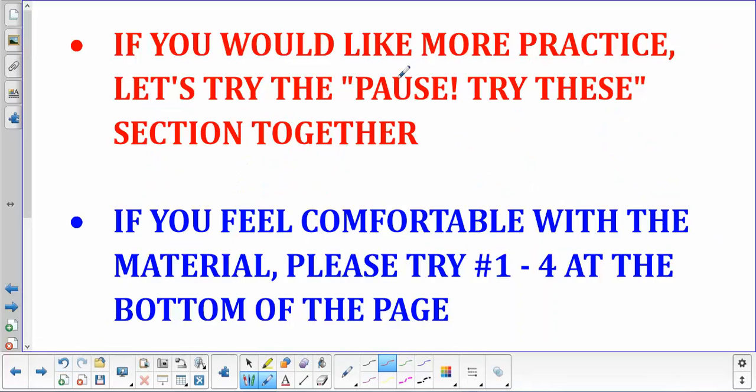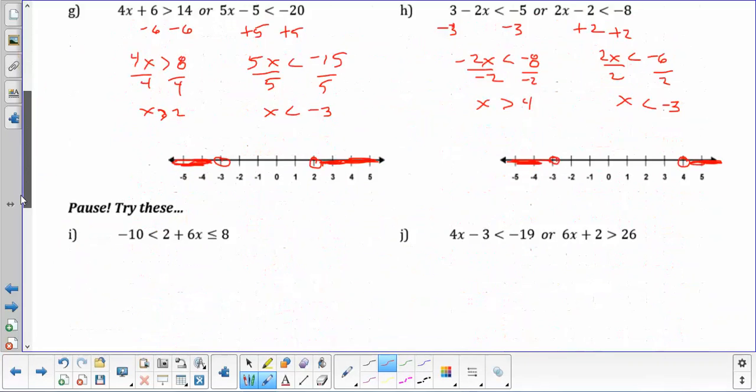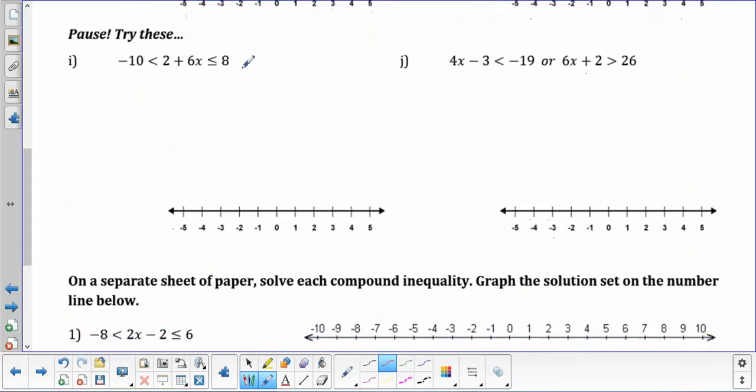Alright. If you need more practice, we're going to go back and do the pause and try these section. Otherwise, if you feel comfortable enough to move on, please try numbers 1 through 4 at the bottom of the page. There are number lines located at the bottom, and you can plot right there. Alright, if you're going to stick around, let's take a look at these pause and try these sections. So if you want to, for the moment, pause it, take a couple minutes, try these two, come back and see what you get.